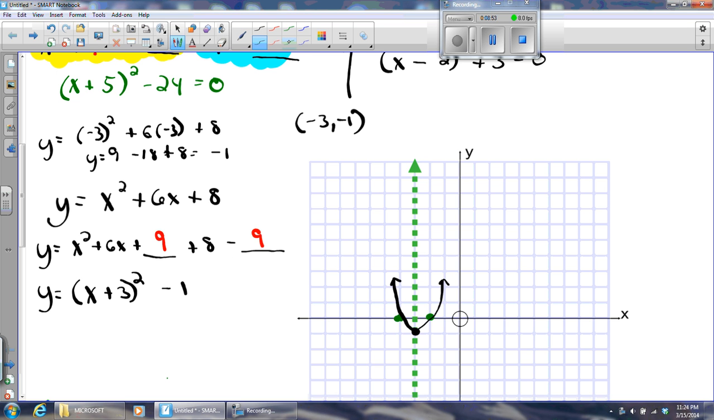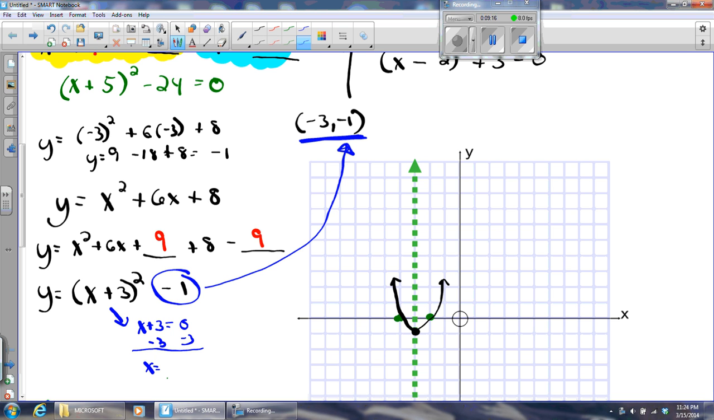Now, if you remember just a few minutes ago, I found my vertex was negative 3, negative 1. Hey, look at this. A negative 1. Coincidence? I think not. And then this, x plus 3 equals 0. Subtract 3 from both sides, and x equals negative 3. Wow. This completing the square thing can tell me the coordinates of the vertex without plugging in the number like I did. It's pretty easy, isn't it?